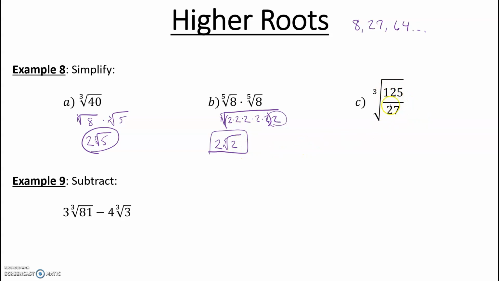Back to cube roots. Remember, you can separate these, so you can write it as the cube root of 125 over the cube root of 27. And again, you know these ones. Cube root of 125 is 5, 5 times 5 times 5 gets me 125. Cube root of 27 is 3, 3 times 3 times 3 is 27. And you get 5 over 3.